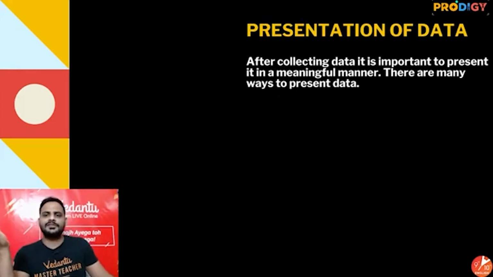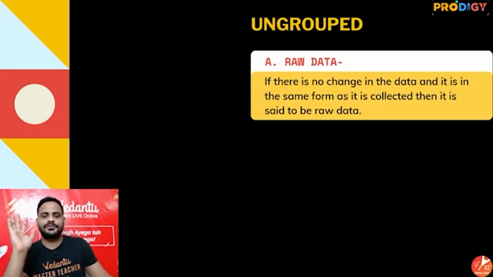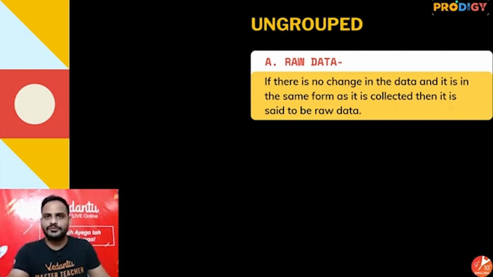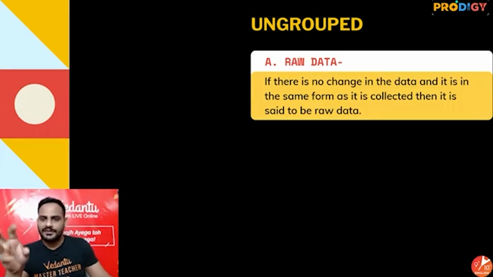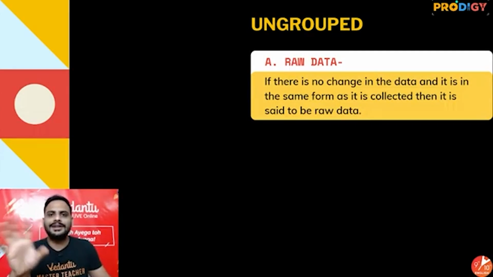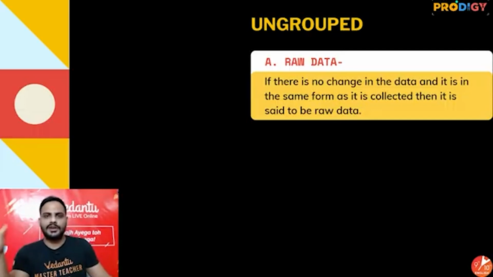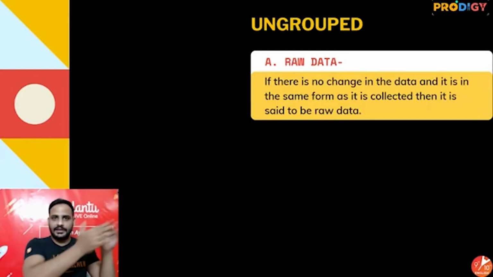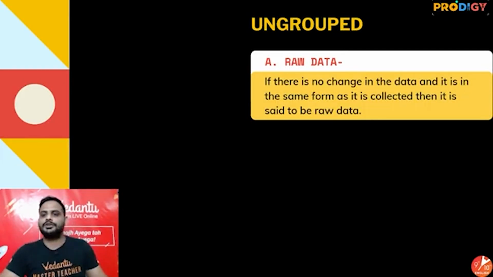Presentation of data is very important. Organization, which I have told you. Now there are different ways. First we'll talk about raw data. Now raw data means what? Raw means, as all of you know, uncooked food. So same way raw data means we have not done any arrangement in that, no organization, nothing. Whatever the data, the way it is collected, same way you are using it. So it is in the same form as it is collected, then it is said to be raw data.